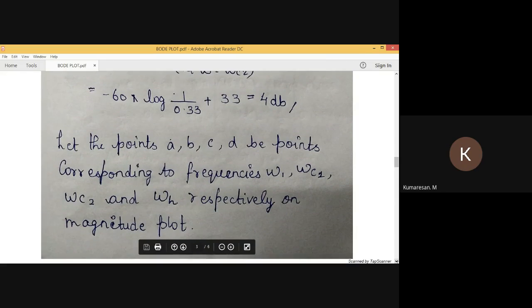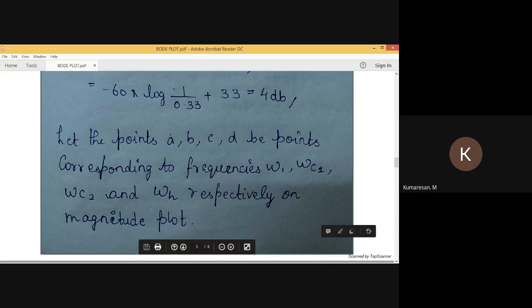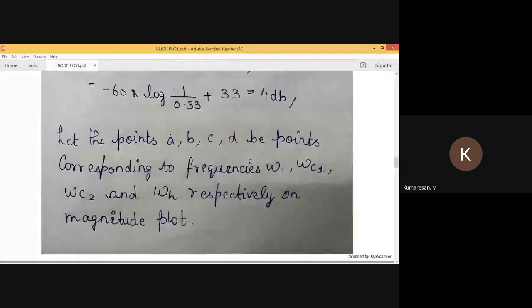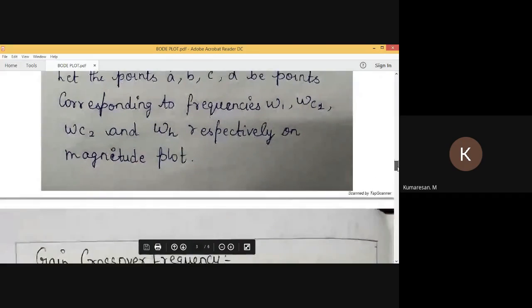Corresponding frequency omega 1, omega c2. So the points A, B, C, D are nothing but the decibel values with respect to the four different frequencies.